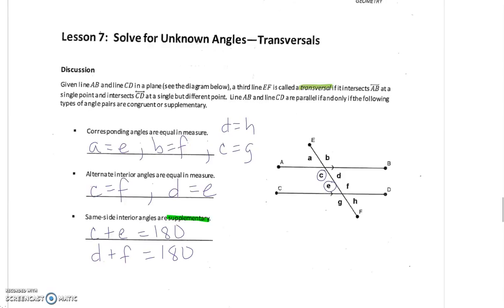Now these are interior angles. You could do the same thing with exterior ones. B and H are an exterior pair. A and G are an exterior pair. They also add to 180. They're also supplementary.